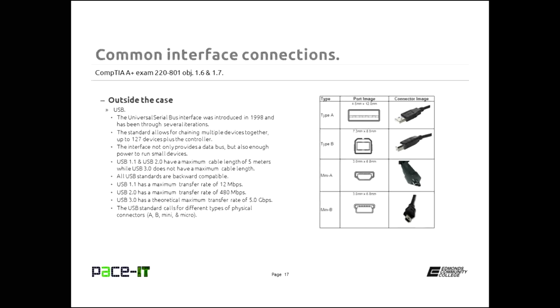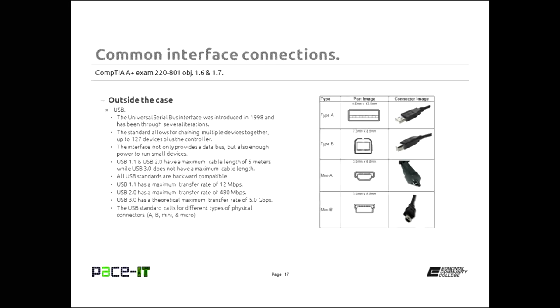The interface not only provides a data bus, but if you're using a USB-A type port, you can also provide power to run small devices. USB 1.1 and USB 2.0 have a maximum cable length of 5 meters. USB 3.0 does not have a maximum cable length. Their only stipulation on cable length for 3.0 is it has to meet the electrical specifications that USB 3.0 requires. They don't care how long it is.